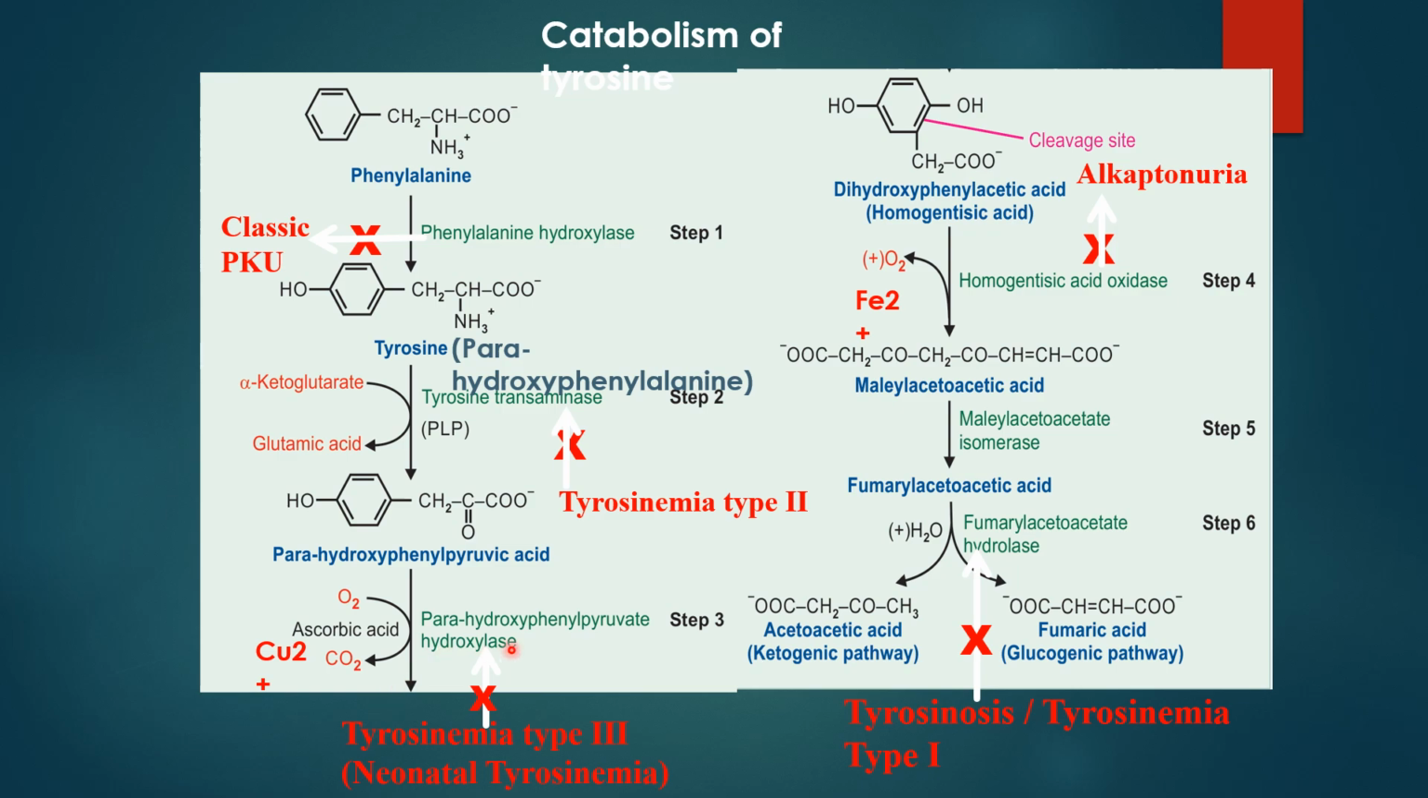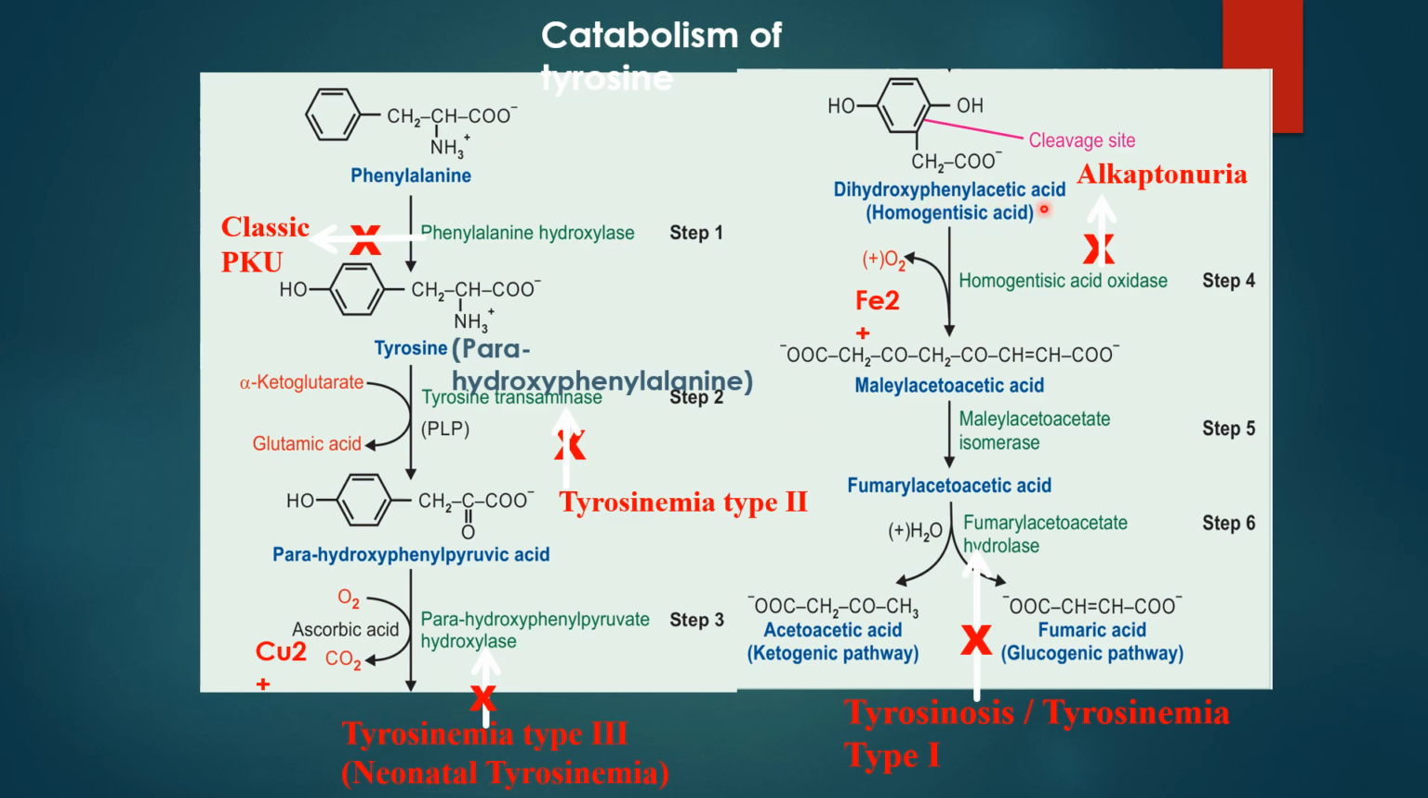requires the enzyme para-hydroxyphenyl pyruvate hydroxylase, and this is dependent on the presence of oxygen, which is further converted to carbon dioxide, and ascorbic acid and copper 2 plus ions are required for the enzyme to facilitate the reaction. If this enzyme is lacking, para-hydroxyphenyl pyruvate hydroxylase deficiency will lead to tyrosinemia type 2. We'll discuss this later on. That is also known as neonatal tyrosinemia.